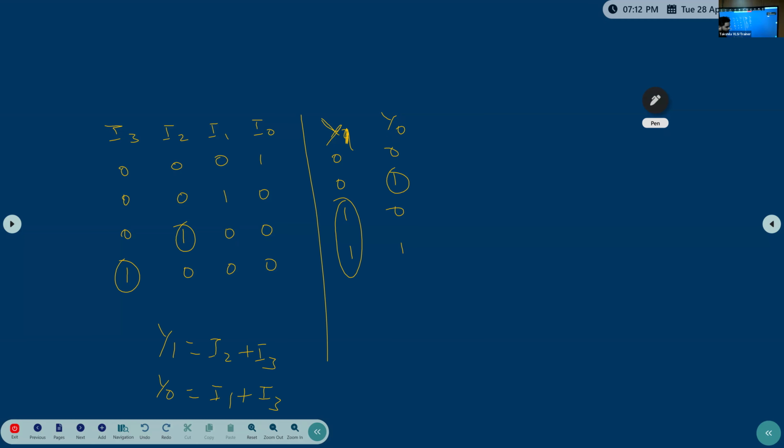So now if you go with this, what you need to do is the OR gate implementation. With an OR gate: I2, I3, then one more OR gate will be there. This is Y1, and one more OR gate will be there with I1 and I3. These are the inputs and outputs. I0 will not be there; we don't need to represent I0. Clear? This is the thing.